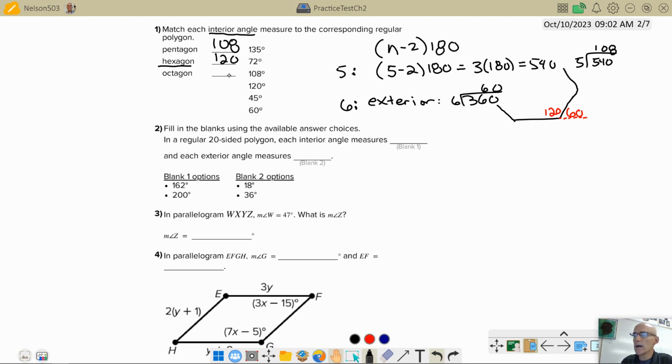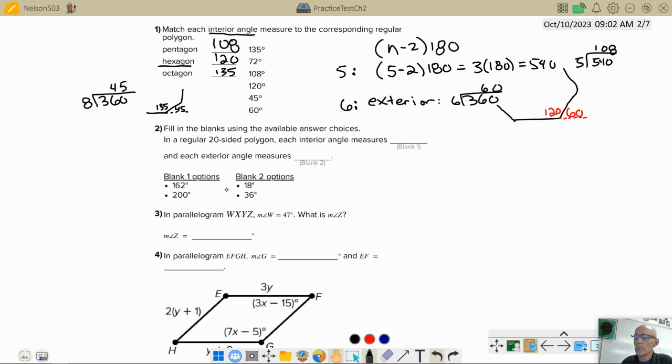And then the octagon, I'm going to try the same way I did that one down there. So I'm going to take 360, that's the exterior angles, and divide it by 8. 8 goes into there 45 times. So the octagon's cruising along like this, and one of the exterior angles is 45 degrees. So the interior angle is 135 degrees. So that's how we answer number 1.